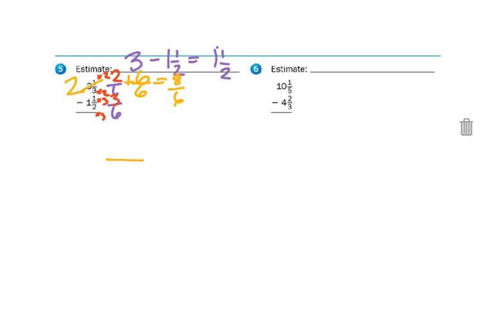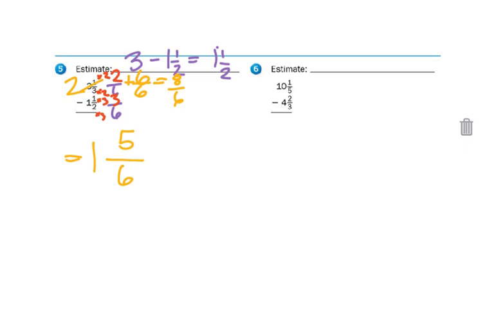Now I can subtract. 6 still stays the same. 8 minus 3 is 5. 2 minus 1 is 1. The answer is 1 5/6.